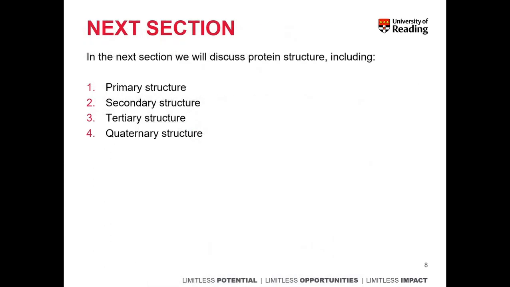Now in the next section we're going to move on to look at protein structure. So we'll be looking at the primary, secondary, tertiary and quaternary structure of proteins, and we'll be having a look at how interactions between the functional groups in the amino acids can contribute to this structure.